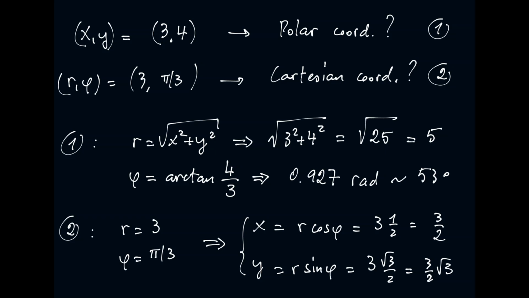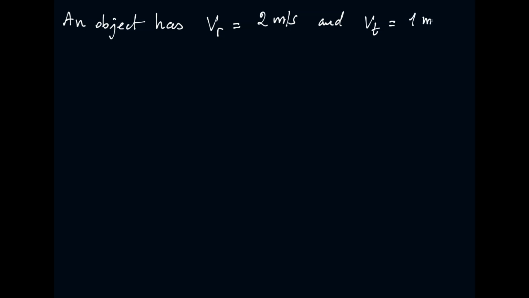Shall we do another exercise related to velocity, maybe? Yeah, that could be a nice idea. An angular velocity. We could say, for example, an object has a radial velocity of 2 meters per second and a tangential velocity of 1 meter per second. Okay.